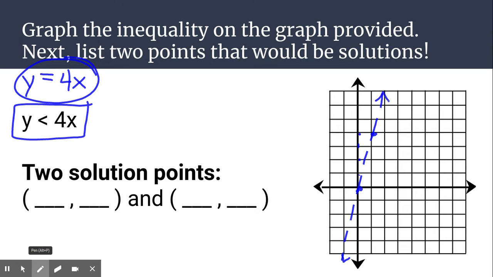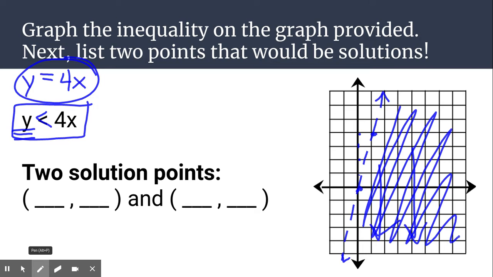Now I need to decide if I'm going to shade above or below. And there are 2 ways that you can think about this. I like to think about the fact that I would like the y's that are less than 4x, or below. The y's that are below this line are down in this region, if I were to extend that line out. So I'm going to shade here, meaning all of the points in this region of the graph below the line are going to satisfy that inequality.